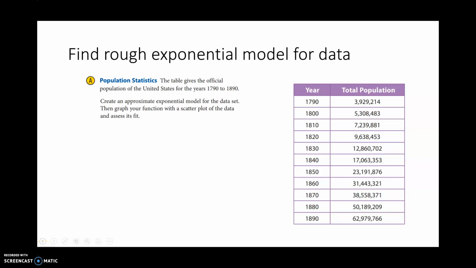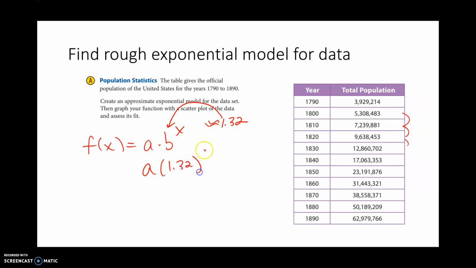All right, at the end of the last video, we figured out the multipliers here. We came up with an average multiplier of 1.32. Okay, so we had some equation, f of x equals a times b to the x. This would be our multiplier, wouldn't it? A times 1.32 to the x.